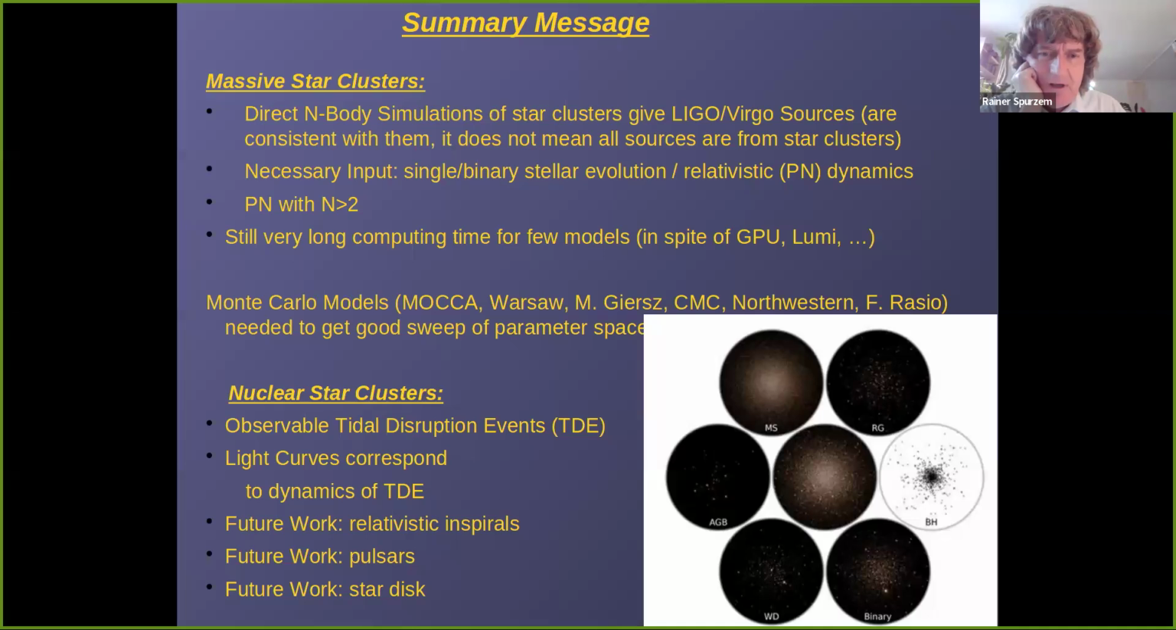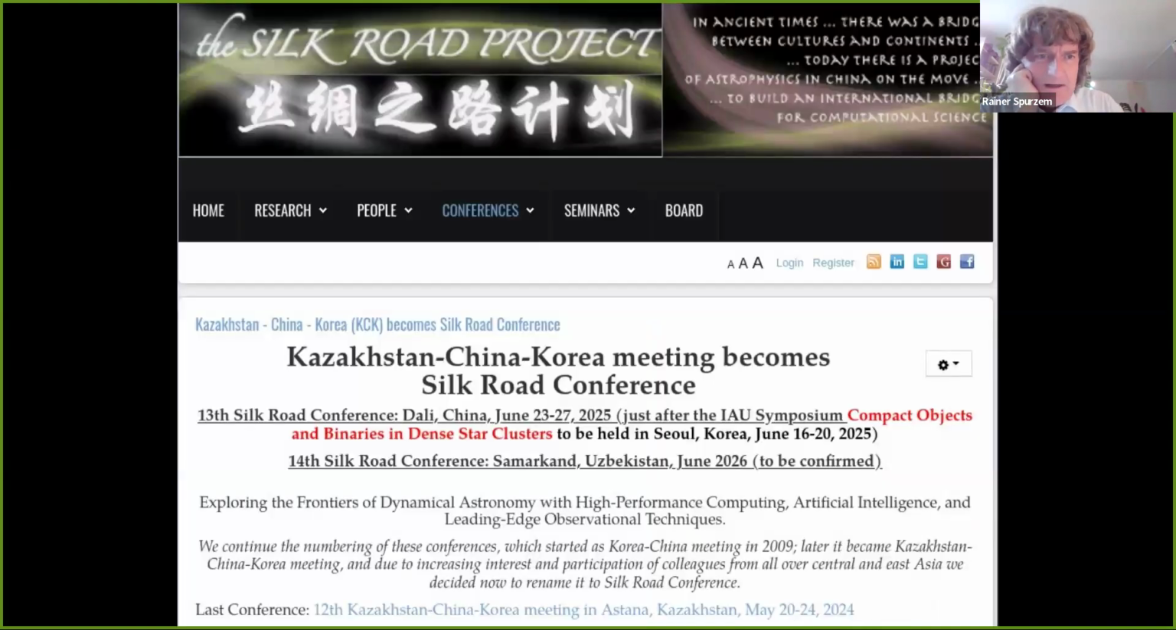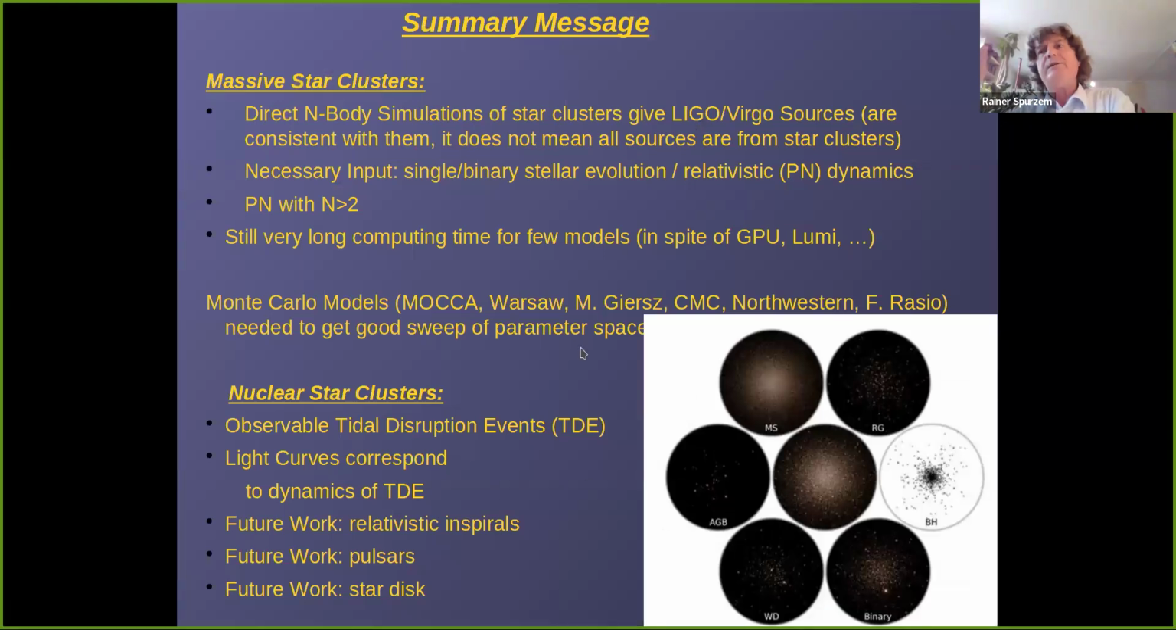And I have two conference announcements, which I want to briefly show, and then I go back to the summary message and for the discussion. So one is the IAU symposium on compact objects and binaries in dense star clusters. This will be held in Seoul, Korea, on June 16 to 20, 2025. You can find already a web page when you look for it, IAU symposium in Seoul. And there is also the Silk Road conference in Dali just after this IAU symposium. And yeah, I will go back here and thank you for your attention and questions, please.